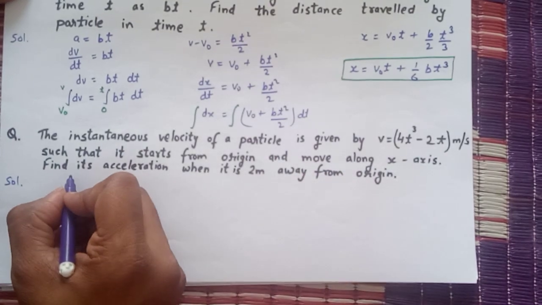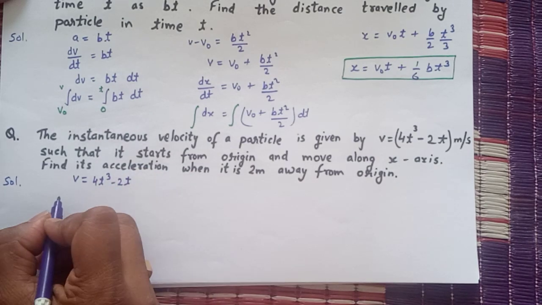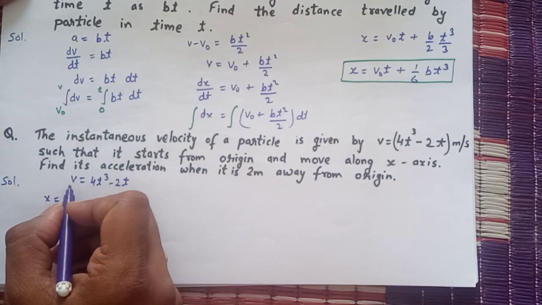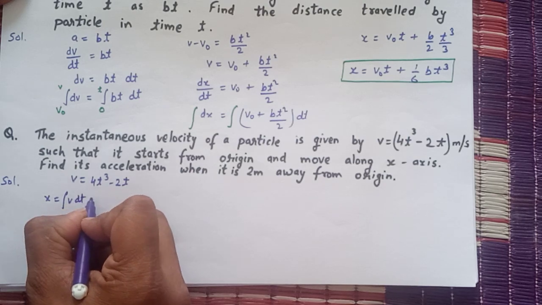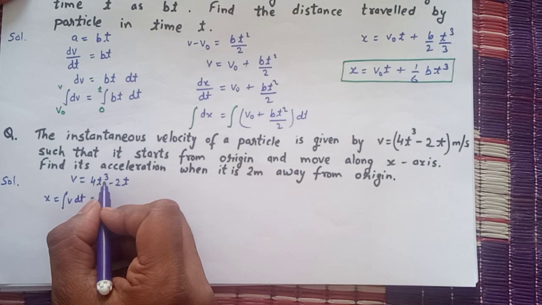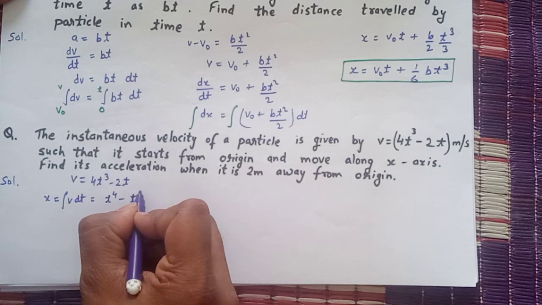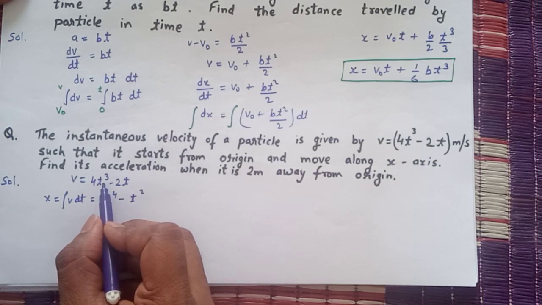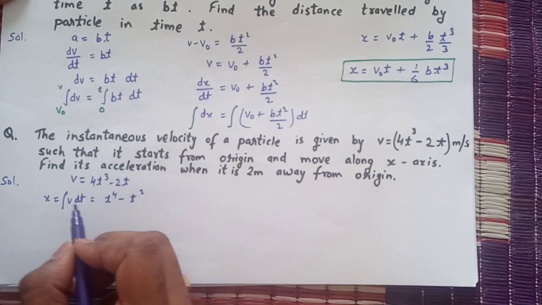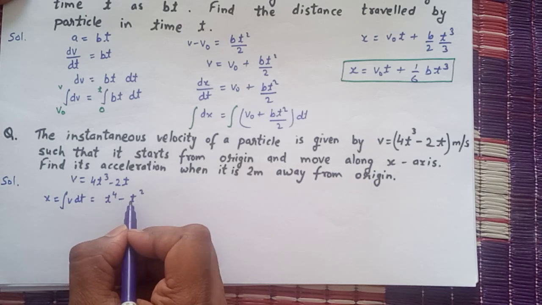So first of all, the question is saying that v is equals to 4t cube minus 2t. So I can find x from here, that is the integration of v with respect to t. So the integration of 4t cube minus 2t will be t raised to the power 4 minus t square. How? t cube will become t raised to the power 4 by 4, this 4 will be cancelled out, and again t will become t square by 2, 2 will again be cancelled out. So x is equals to integration of v dt, or we can say t raised to the power 4 minus t square.